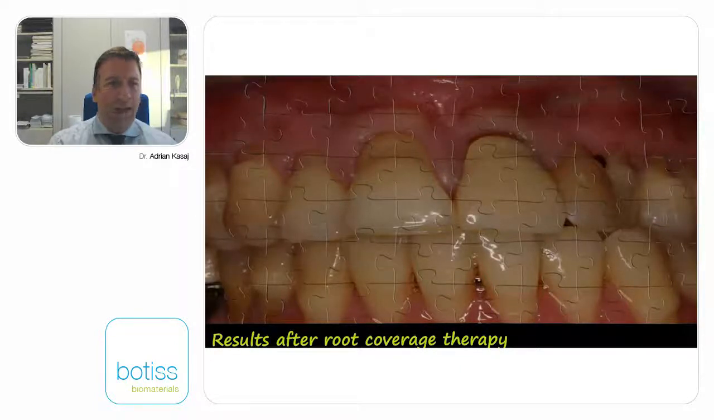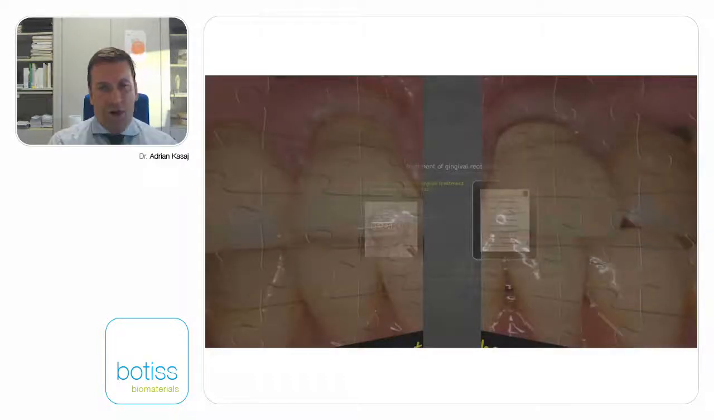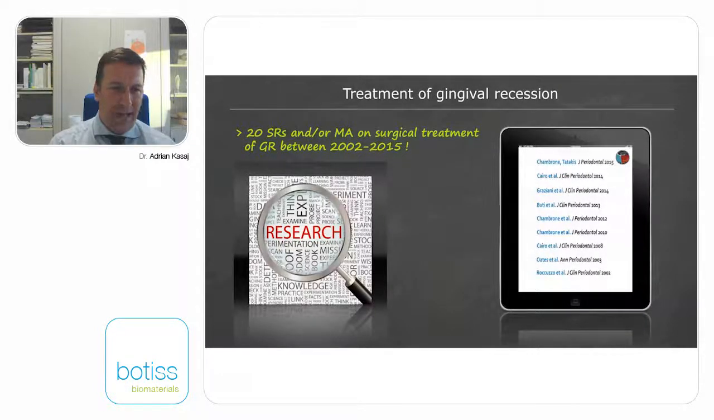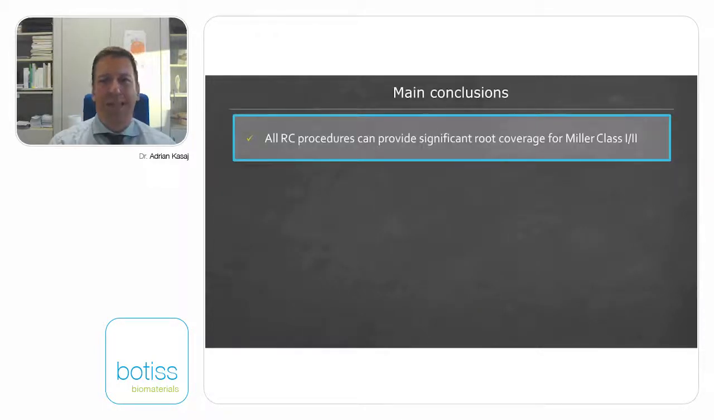So let's take a look at the results following root coverage therapy. As yet, there are more than 20 systematic reviews and/or meta-analyses on the surgical treatment of gingival recession, which were published between 2002 and 2015. If we summarize the data from these systematic reviews, we can conclude, first of all, that all root coverage procedures can provide significant root coverage for Miller classes 1 and 2. We also have some data for successful coverage of Miller class 3 recession defects.